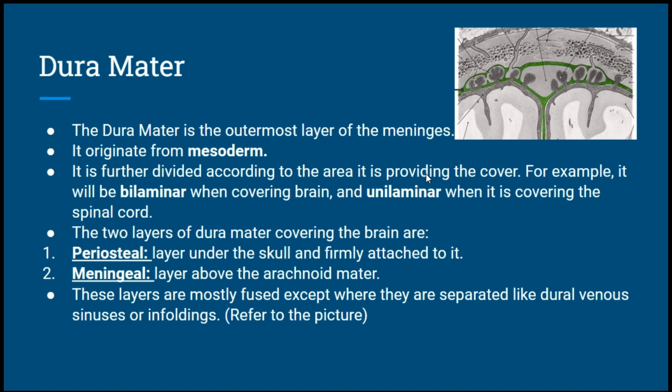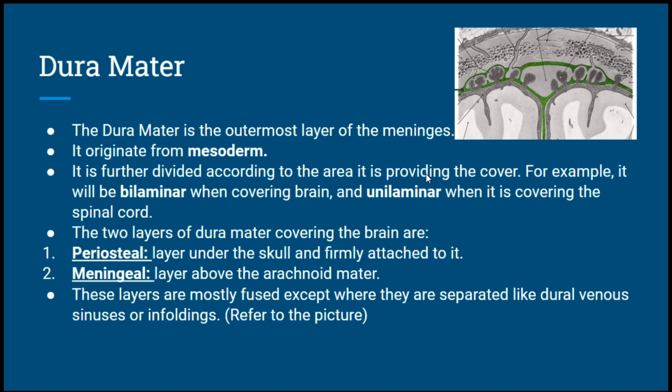So the two layers covering the brain are the periosteal layer, which is the layer right under the skull and is firmly attached to it, and then there is the meningeal layer, which is the layer above the arachnoid mater, and it is one of the two layers of the dura mater. So these layers are mostly fused except where they are separated, like dural venous sinuses or infoldings.